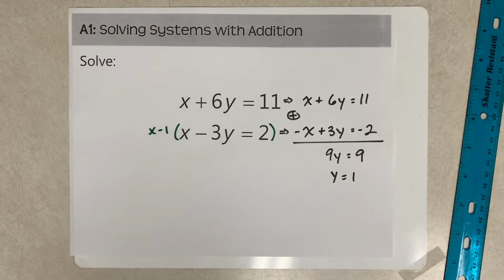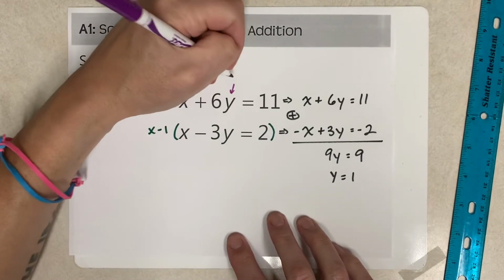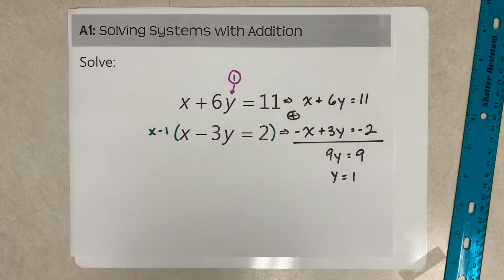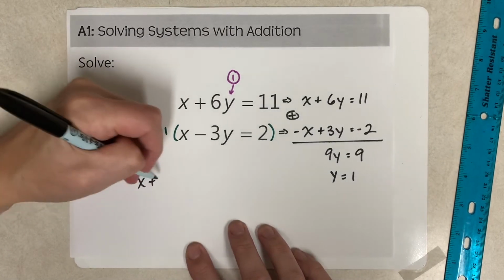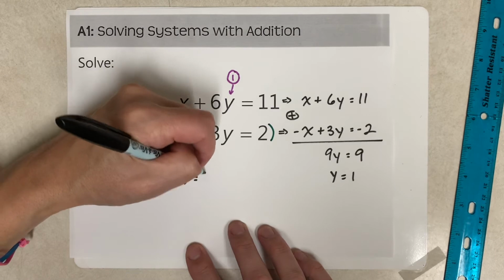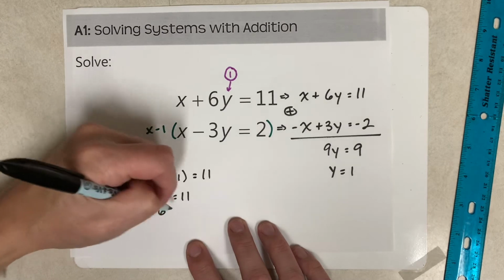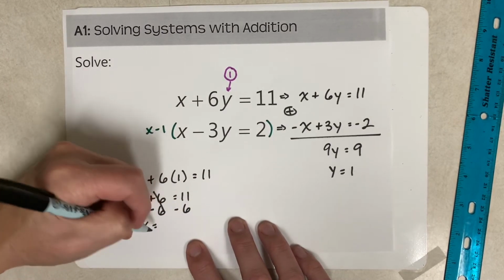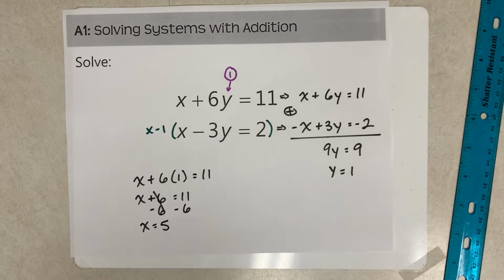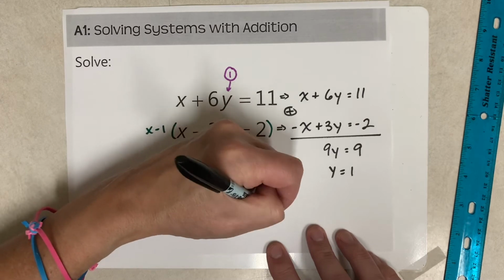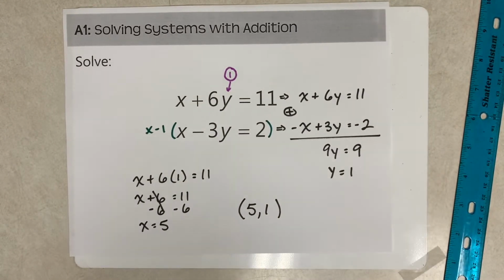Okay, so now I'm going to plug in a 1 for y, let's say right here this time, and let's figure out what x is. So x plus 6 times 1 has to equal 11. So x plus 6 equals 11, subtract 6, and x is equal to 5. So now we have the ordered pair solution, 5, 1. So sometimes you get y first, sometimes you get x first when you're using addition. All right, here's the next example right here. Let's see what we got.